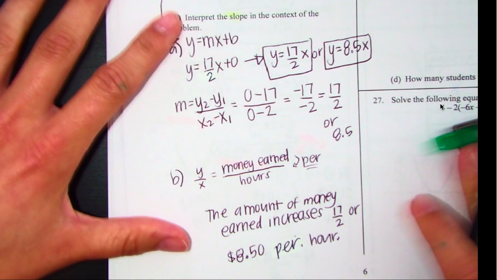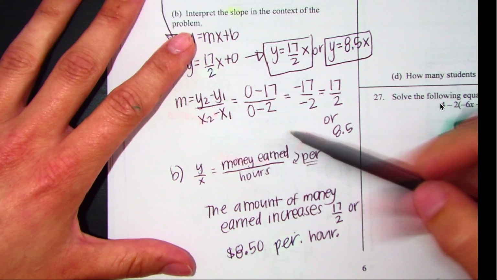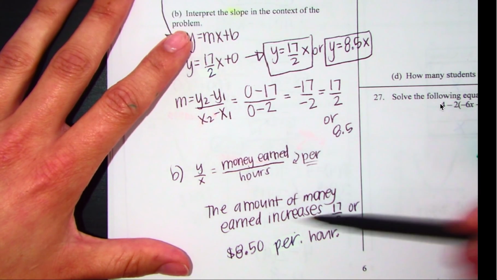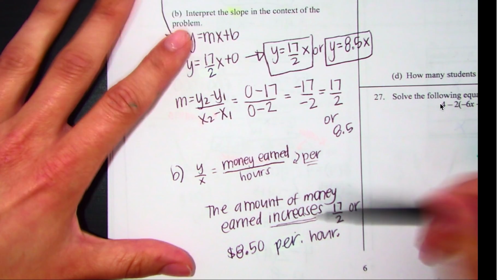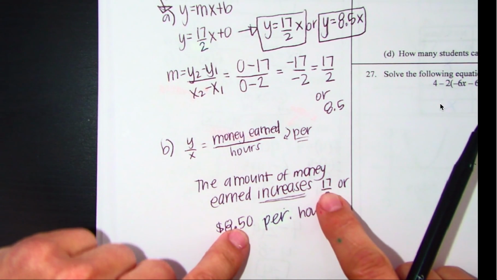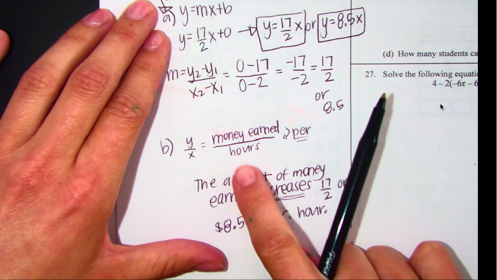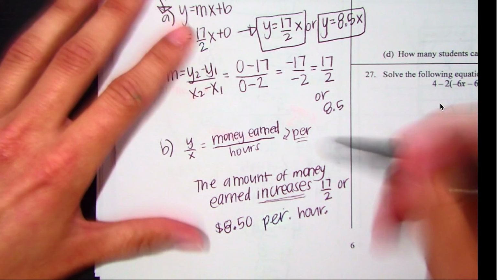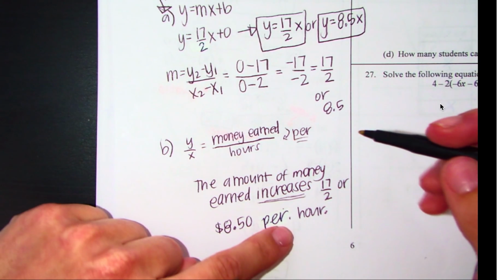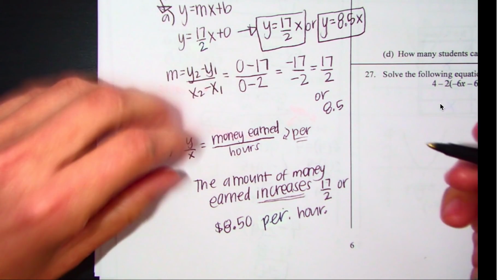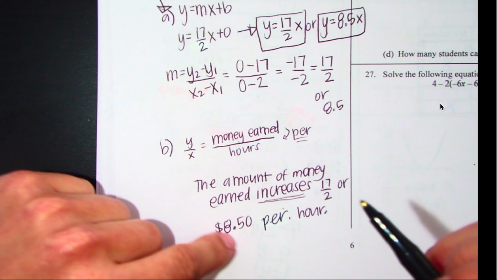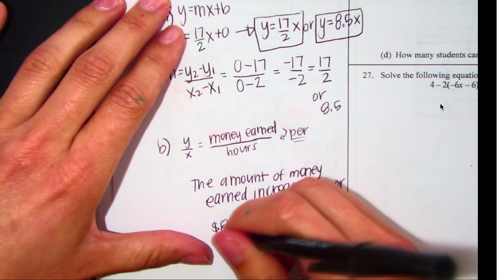When you interpret the slope, you kind of use this as a guide. It's going to be your y value, in this case the money earned, and it's increasing because of positive slope, or just look at the graph, you can see it's increasing. Then you mention your answer, and then per hour, whatever your x is, will be last. So the amount of money earned increases $8.50 per hour, or 17 over 2 of $1, which, okay, that's fine. $8.50 makes much more sense.